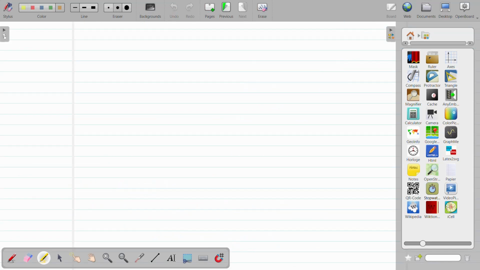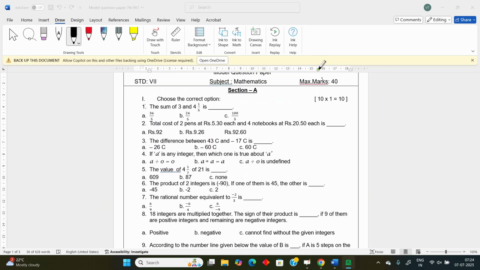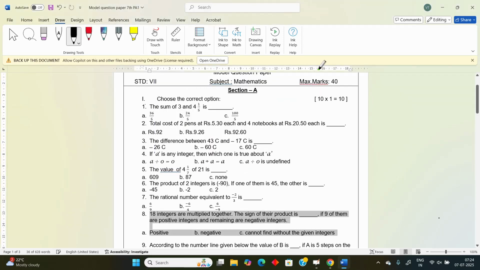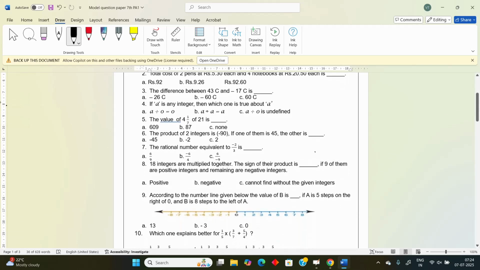Ninth one: according to the number line above, B is 8 steps from that. Let's solve that one with the question paper. It's easy to do. Okay. Now let's do this one here only. It's easy to understand. Look at how we can solve for that.